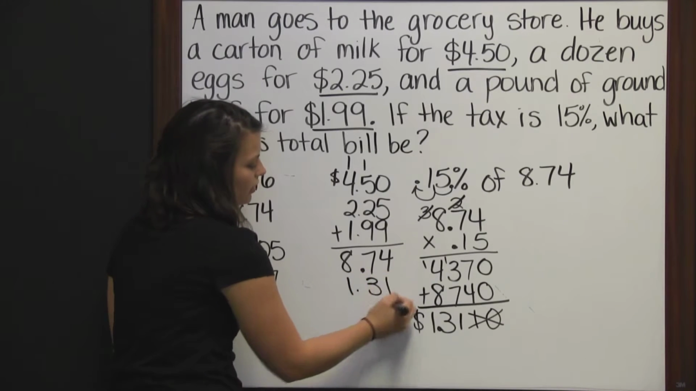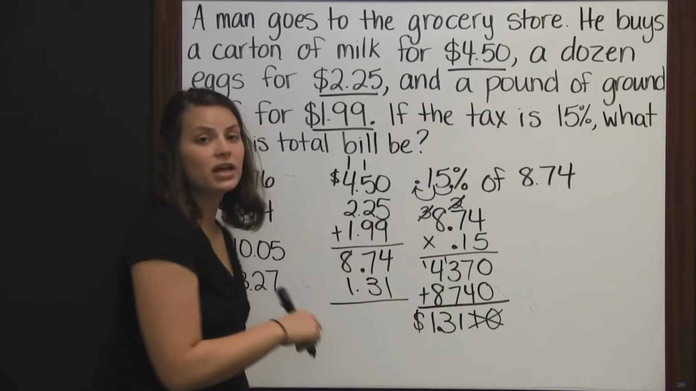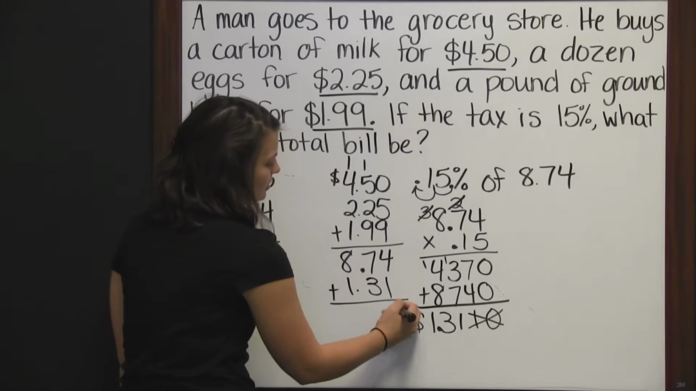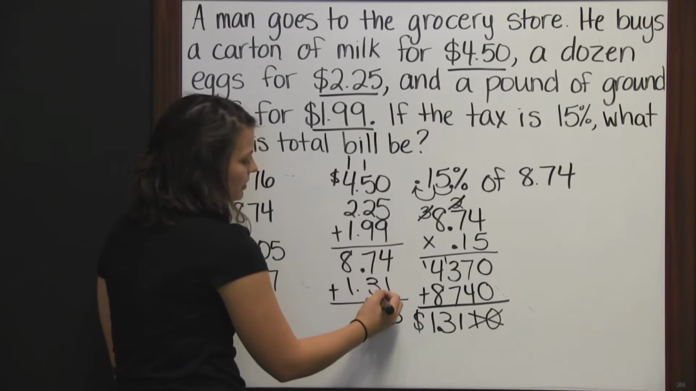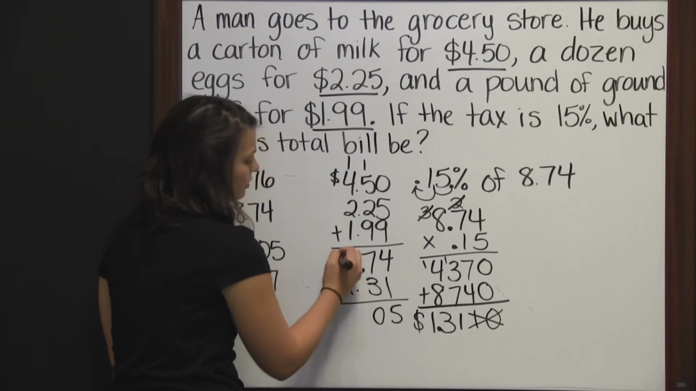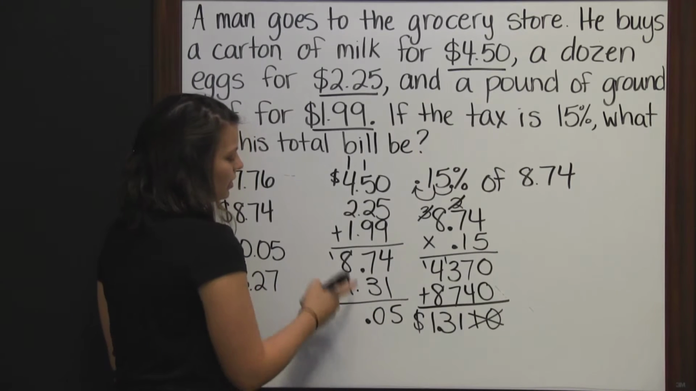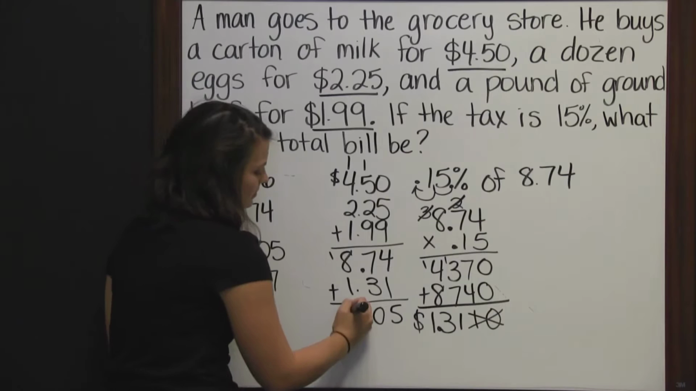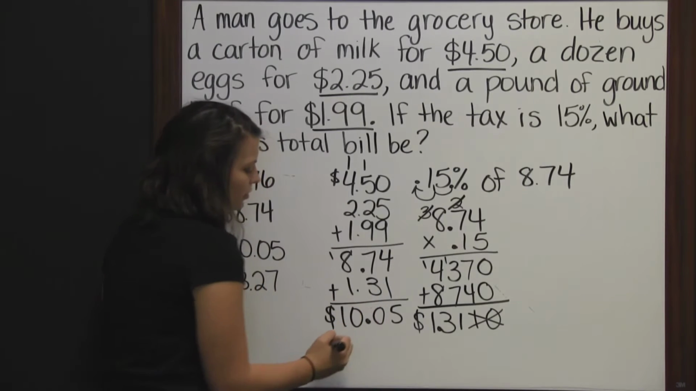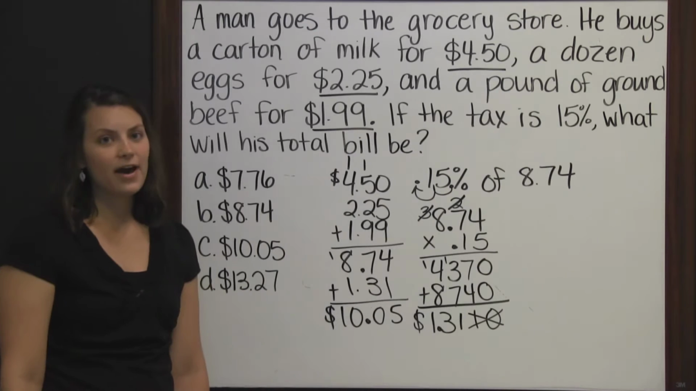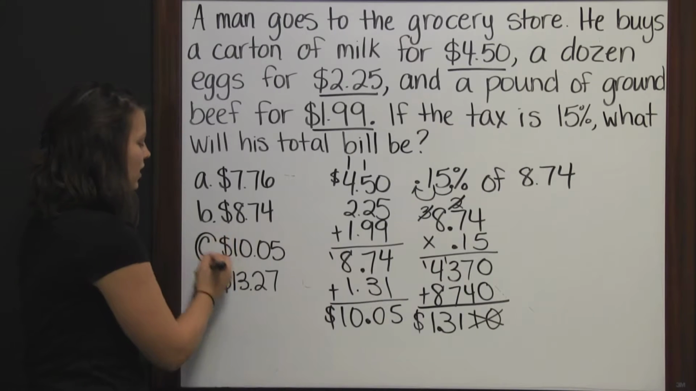So $1.31. And don't forget to line up those decimals. 4 plus 1 is 5. 7 plus 3 is 10. So write the 0, carry the 1. Bring that decimal down to the answer. Then we have 8, 9, 10. So his total with tax and everything is $10.05, which is answer choice C.